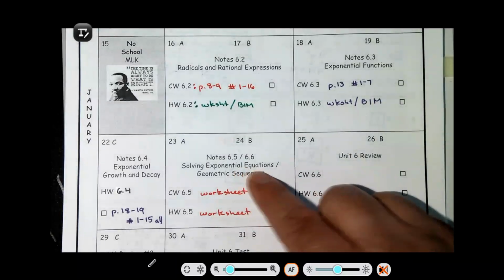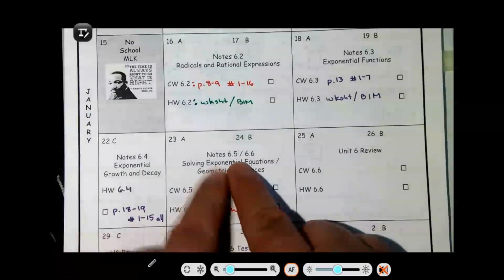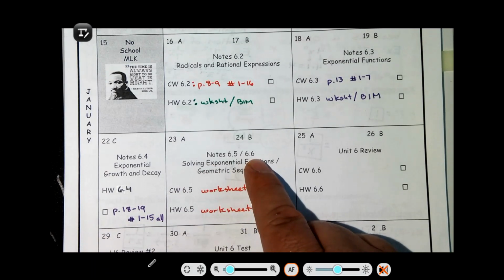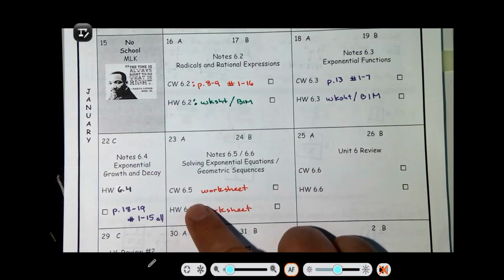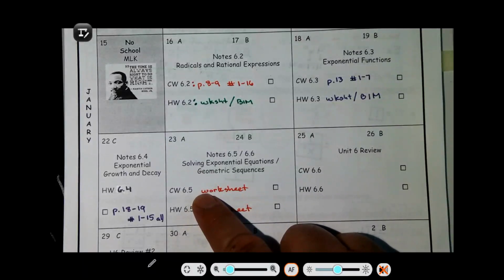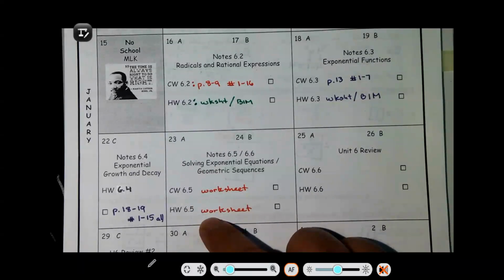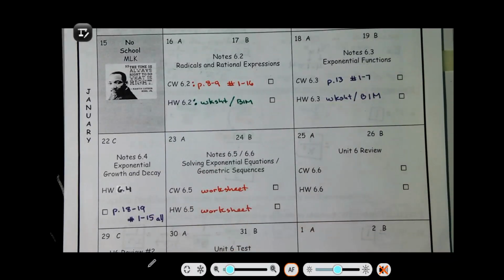All right, everybody. So today we are going to be covering two notes because they are really short. And so today's assignment, you will be getting a worksheet that has classwork 6.5 on it. And on the other side, you're also going to get homework 6.5, which is also just on that same worksheet. So you're going to be working off of the same worksheet for both.